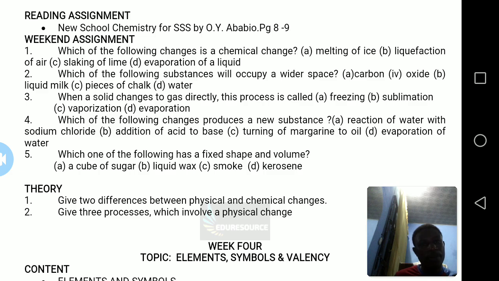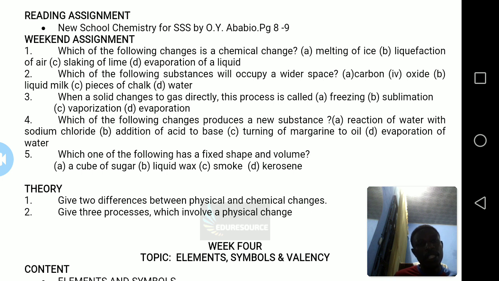Number 2. Which of the following substances will occupy a wider space? A. Carbon IV oxide. B. Liquid milk. C. Piece of chalk. D. Water. Which of them will occupy a wider space?